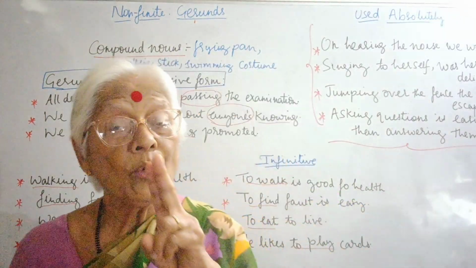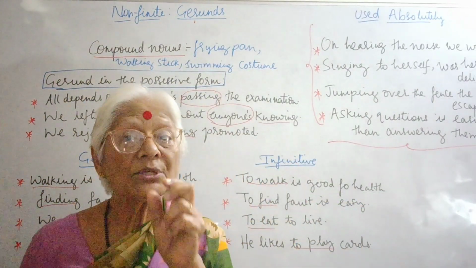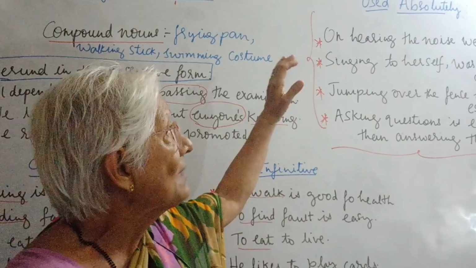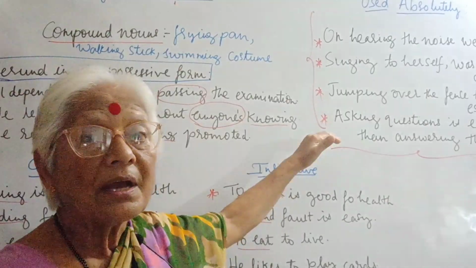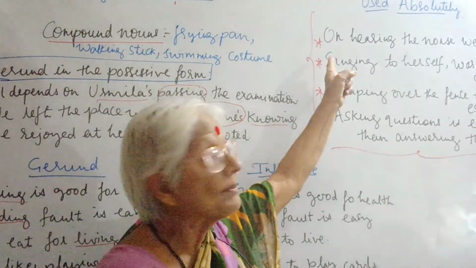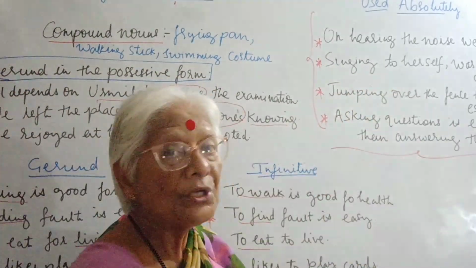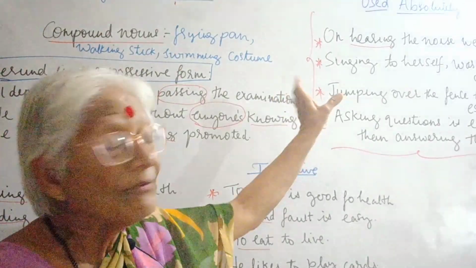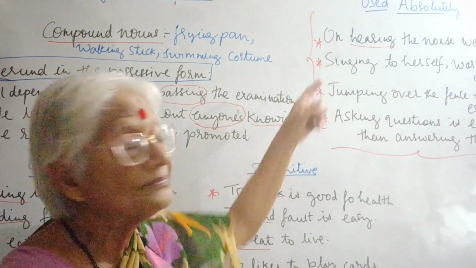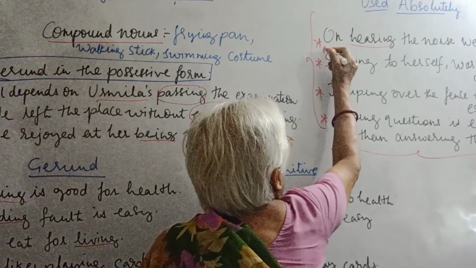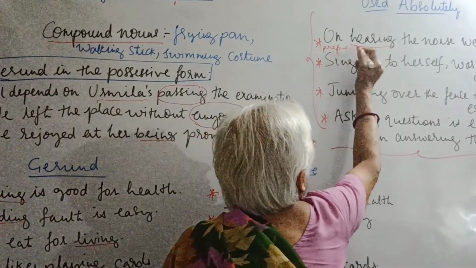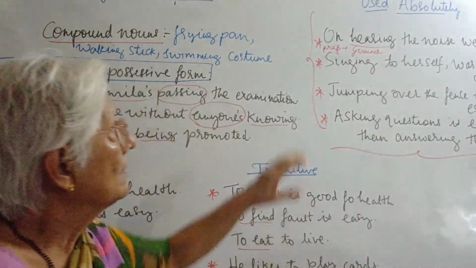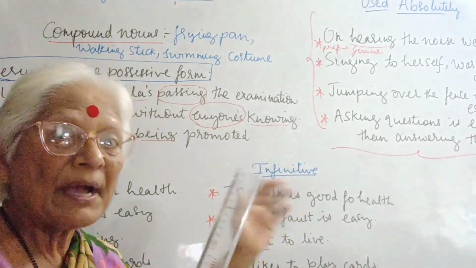I just wanted to make you understand how these non-finites can be used as gerunds and can be transformed into infinitives. Now, these examples show you how gerunds can be used absolutely. Look at the first example: On hearing the noise, we woke up. Here, on hearing is a phrase where I've used a preposition plus gerund. So, on hearing is an absolute phrase by itself.